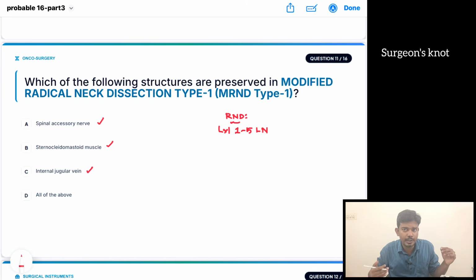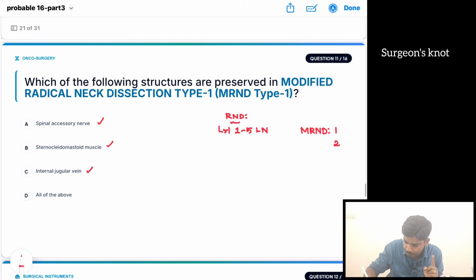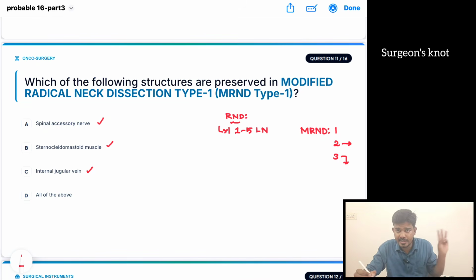ஆனால் இவ்வளோ remove பண்ணியும் better prognosis எதுவுமே இல்லை. சில பேஷண்ட்டுக்கு கம்மியாக ரிமூவ் பண்ணி they were associated with good prognosis. So என்ன பண்ணணும்? We are modifying this procedure. Okay, so that is modified radical neck dissection. There are 3 types of modified radical neck dissection. In type 1, only one structure is preserved. In type 2, 2 structures are preserved. In type 3, 3 extra lymphatic structures are preserved.